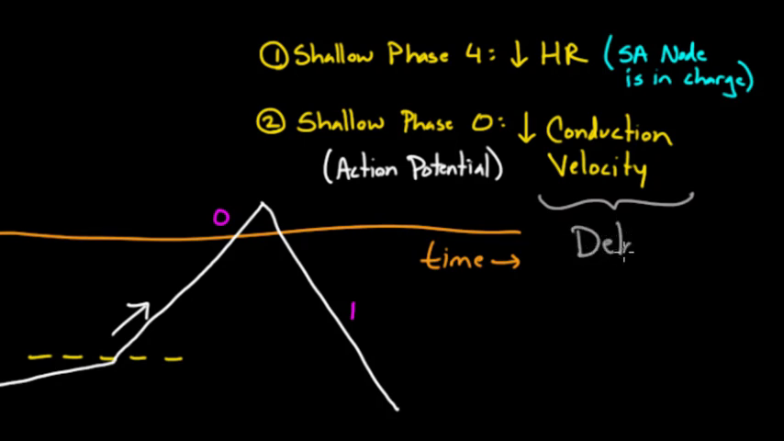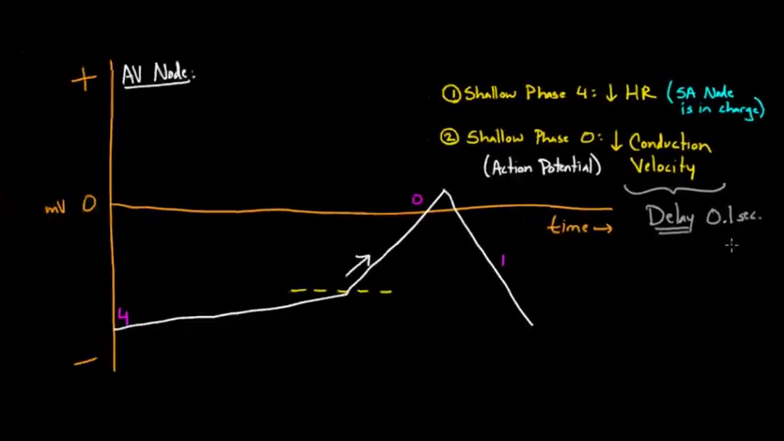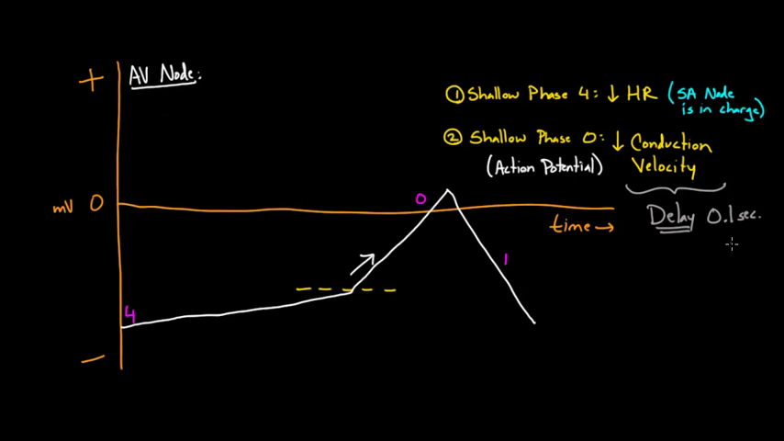So remember, in the AV node, you have a delay, and usually it's about 0.1 seconds. And this is the reason why, because this phase 0 is going up so sluggishly, so slowly, that it actually creates a delay between the atria and the ventricles. It might seem initially that it's a waste of time, but really it matters because you want to create that delay so the ventricles don't squeeze too early. So this is how you create that delay. You have that shallow phase 0.